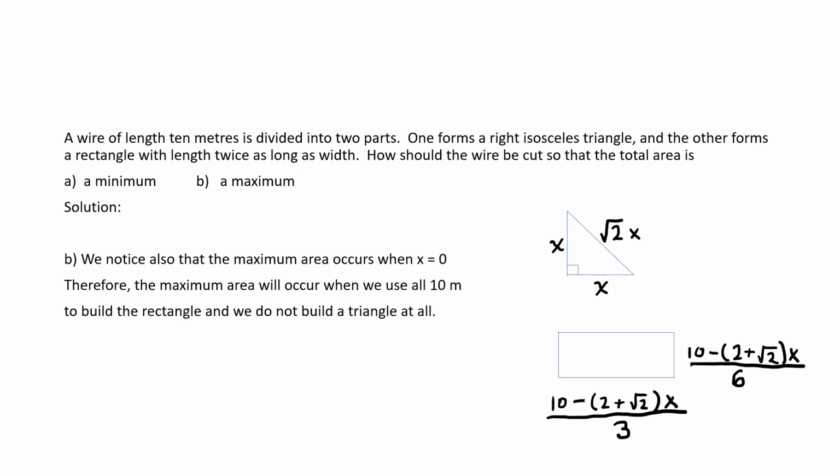And we notice that the maximum area will occur when x equals 0, and that's a little more simple to understand. That just means we're going to use all 10 meters to build the rectangle and not build a triangle at all.